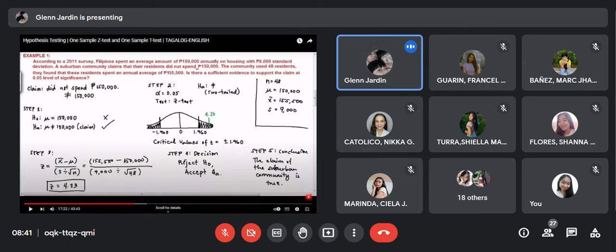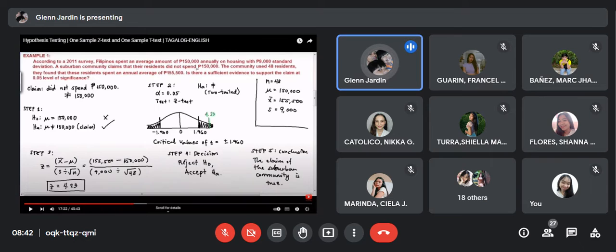Kapag lumampas doon, mas mababa sa negative 1.96, you are rejecting. Dito naman sa kabila, pag tumaas sa 1.96, you are rejecting. Okay? So, third computation, remember the formula for C, itong may X bar, ang mean. So, the formula for C computed is the mean minus the mu, divided by S, which is the standard deviation.